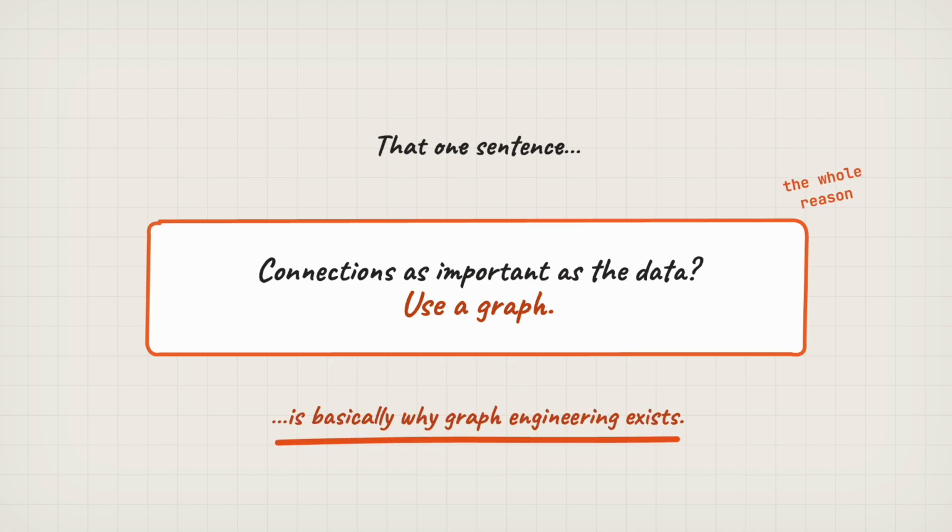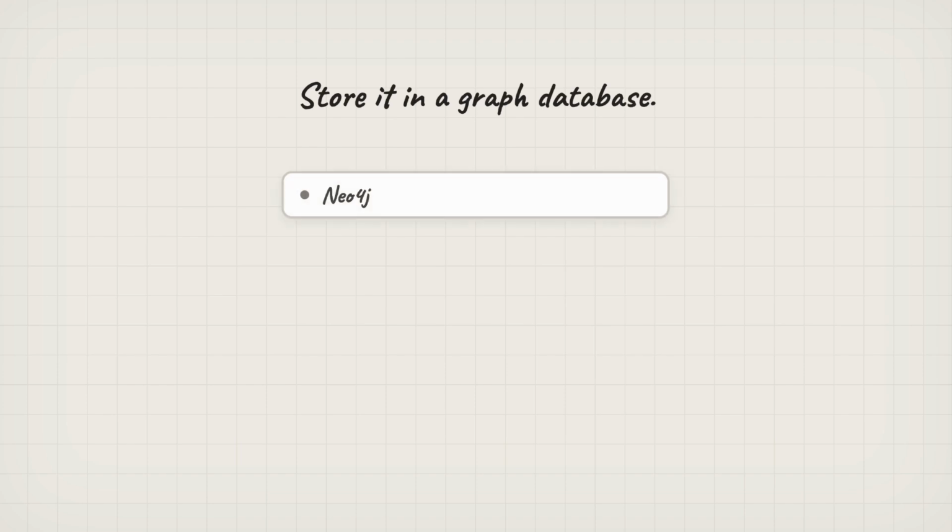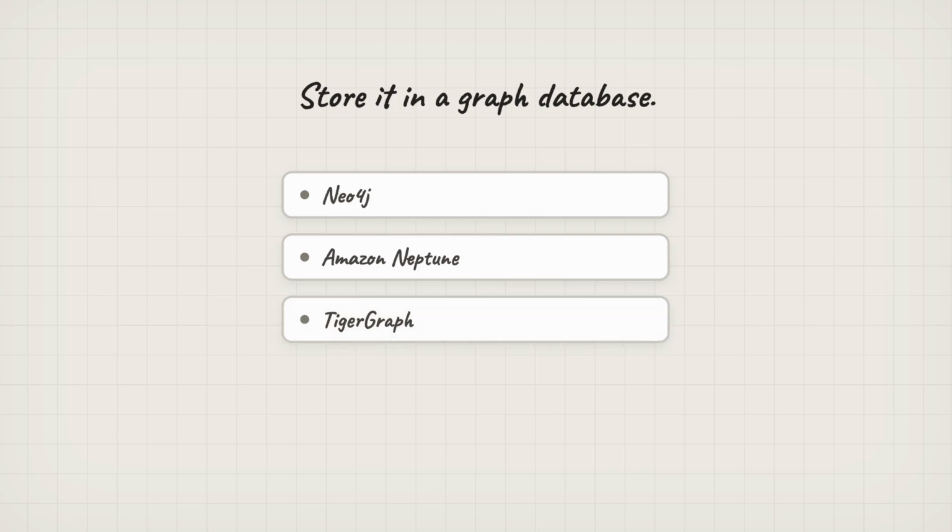Okay, so the idea makes sense. But how do you actually build one of these and ask it questions? Let me show you the real tools. So, to store a graph, you use a graph database. The most popular one and the easiest place to start is called Neo4j. There is also Amazon Neptune, TigerGraph, FalkorDB, a few others.